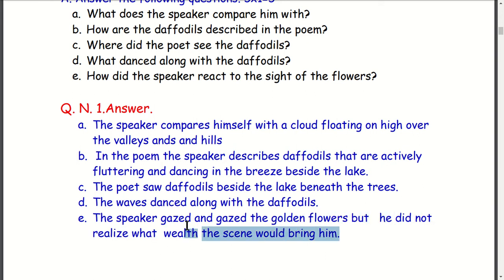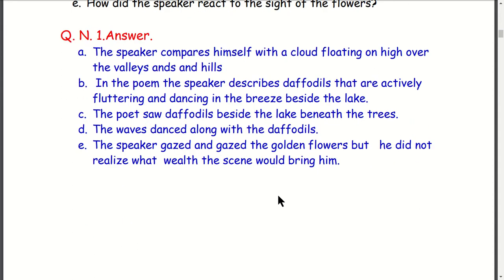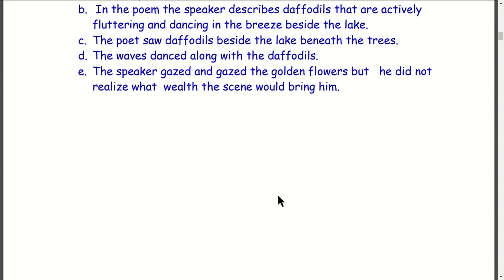While answering the questions here, you should also consider the tense. If the question is in the simple past tense, the answer should also be in the simple past tense. If the question is in the simple present tense, your answer should be in the simple present tense. Half of the answer is there in the question, and you have to write complete sentences so that you will get good marks in the examination. Okay, let's go forward.